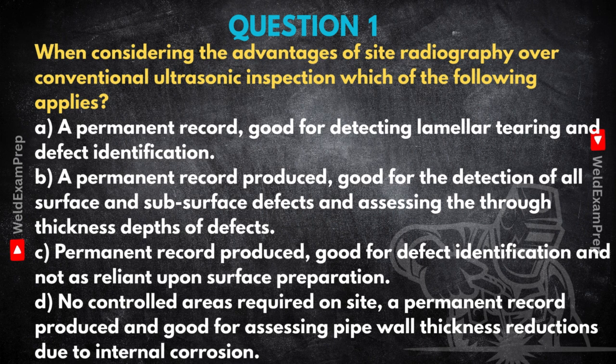record produced, good for defect identification and not as reliant upon surface preparation, or finally D, no controlled areas required on site, a permanent record produced, and good for assessing pipe wall thickness reductions due to internal corrosion. What do you think?